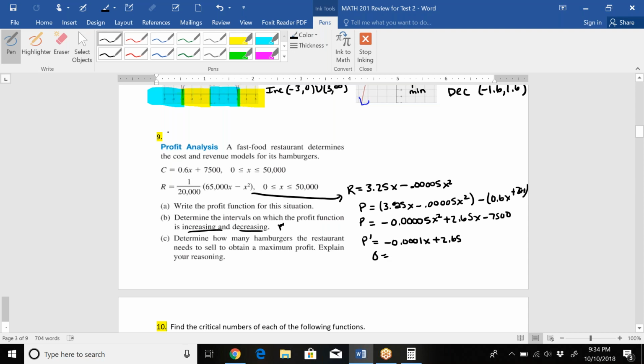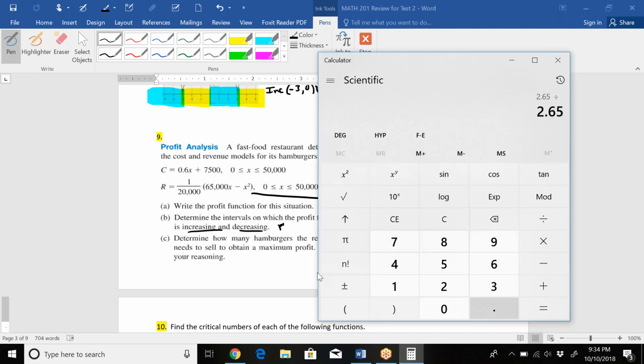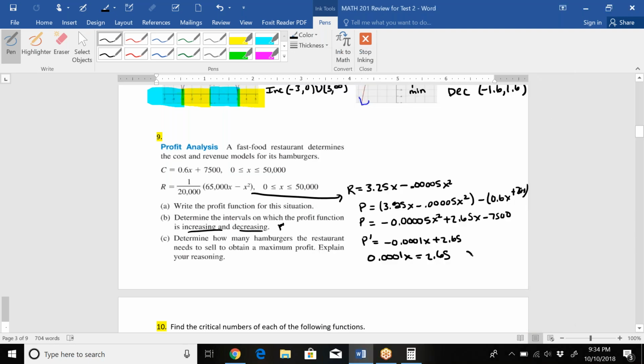I don't have a lot of room, so let's just write this. I would go ahead and add that over, so that's going to be 0.0001x equals 2.65. And we're dividing 2.65 by that 0.0001, which is 26,500, which is hamburgers, because remember what they're making is the x, and that is within our domain. So that is possibly a good answer.